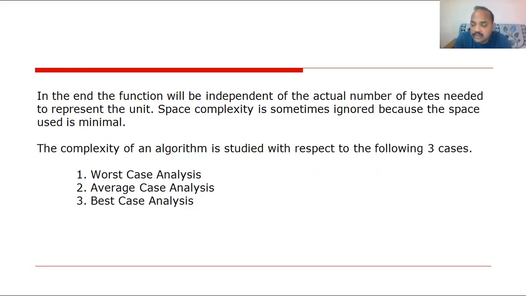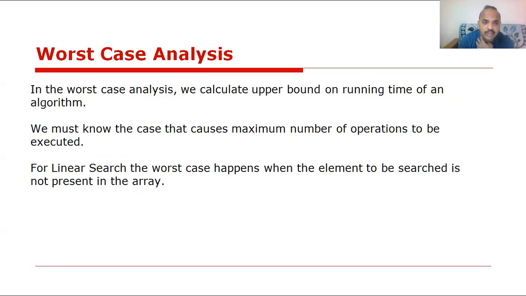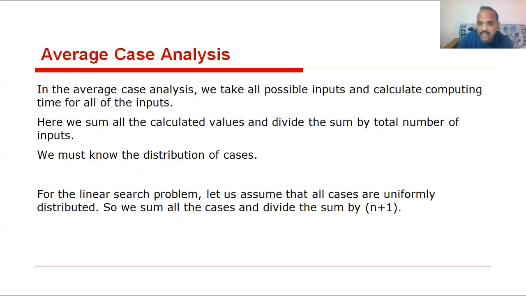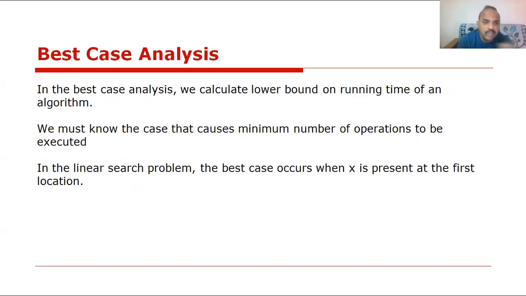The worst case means upper bound, maximum repetitions, maximum values it will take. Average case means medium. Best case means the lowest. In the worst case analysis we calculate upper bound values to run the program. In the average case we take all possible inputs and calculate computing time for all the inputs. In the best case we calculate the lower bound of the running time of an algorithm.